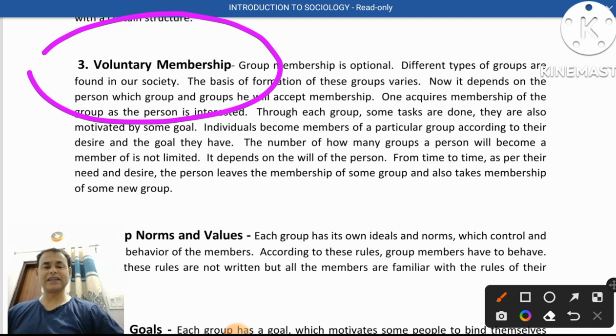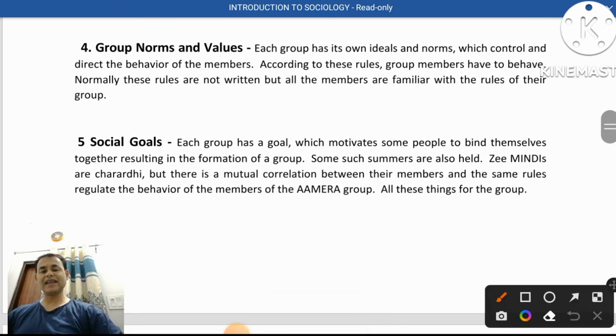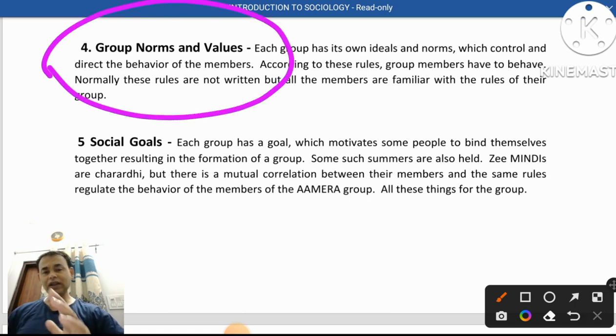There are so many groups of individuals. Now it depends on the person which group he will accept membership. Group norms and values: each group has its own ideals and norms which control and direct the behavior of the members.